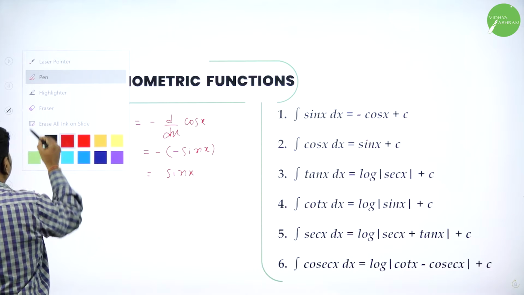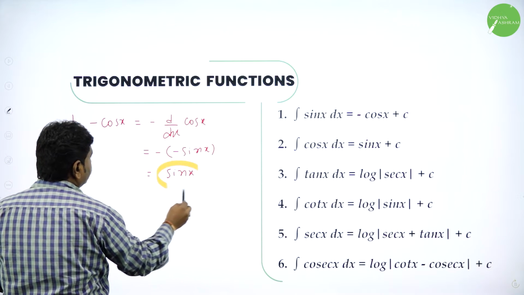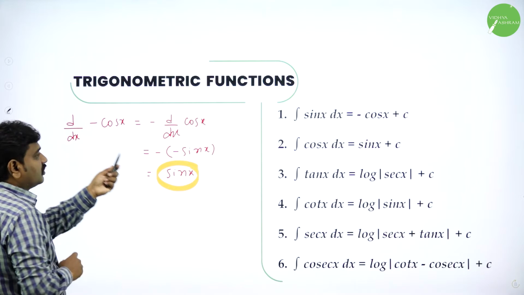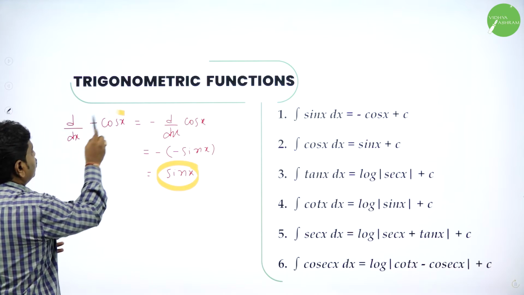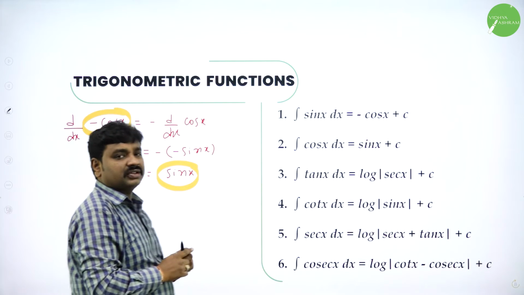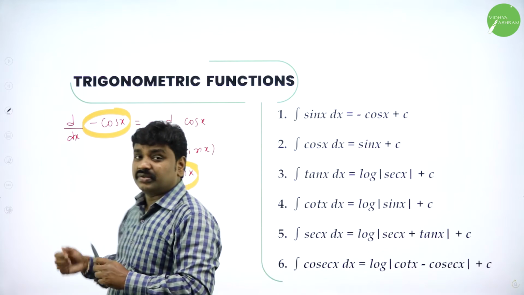So that's why when I talk about integral, integration of sin x is minus cos x. Why? Because when you differentiate minus cos x, you will get sin x. That's why integration of sin x is minus cos x.